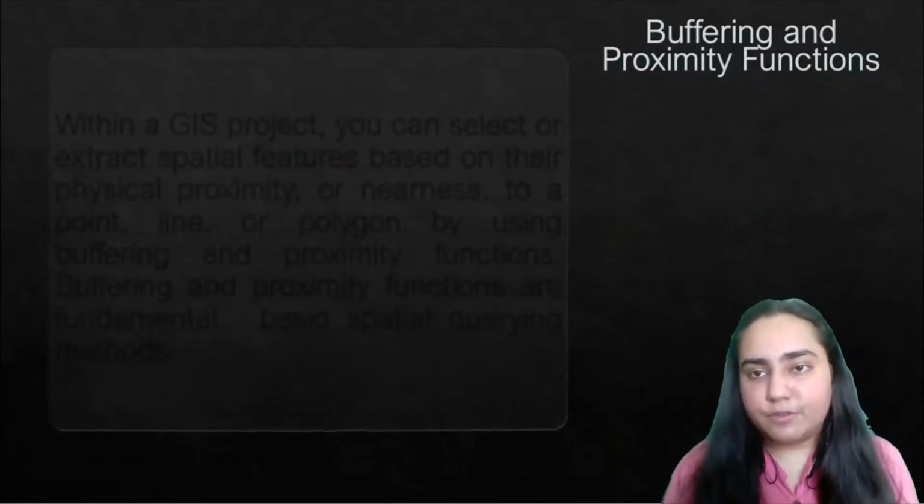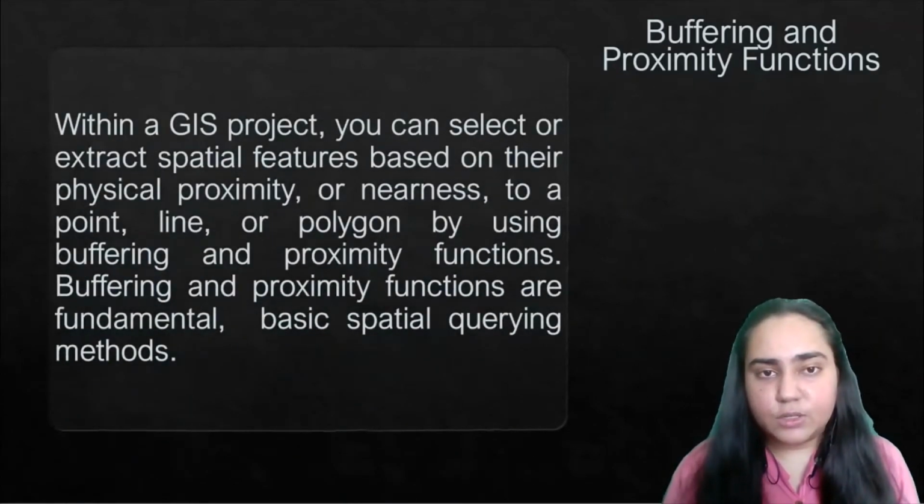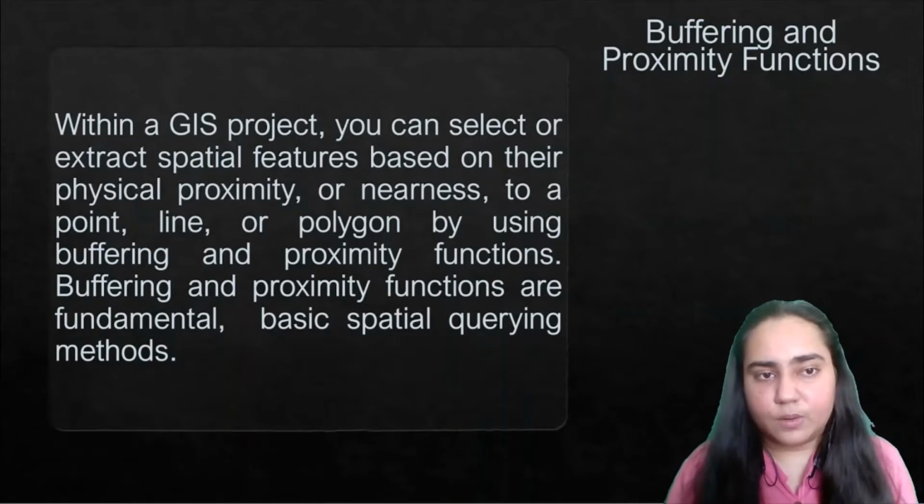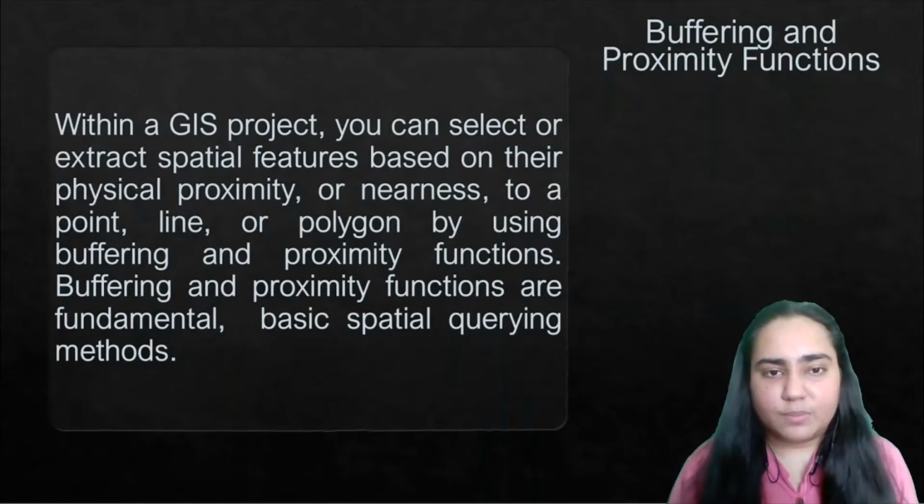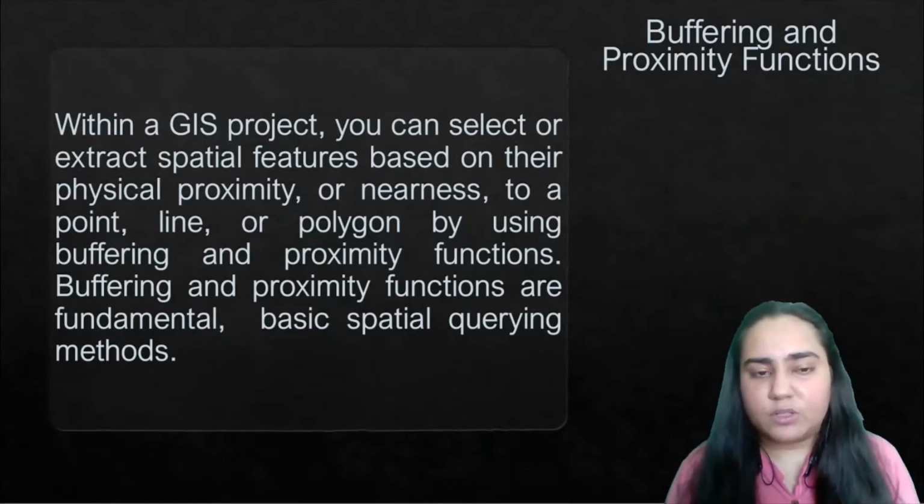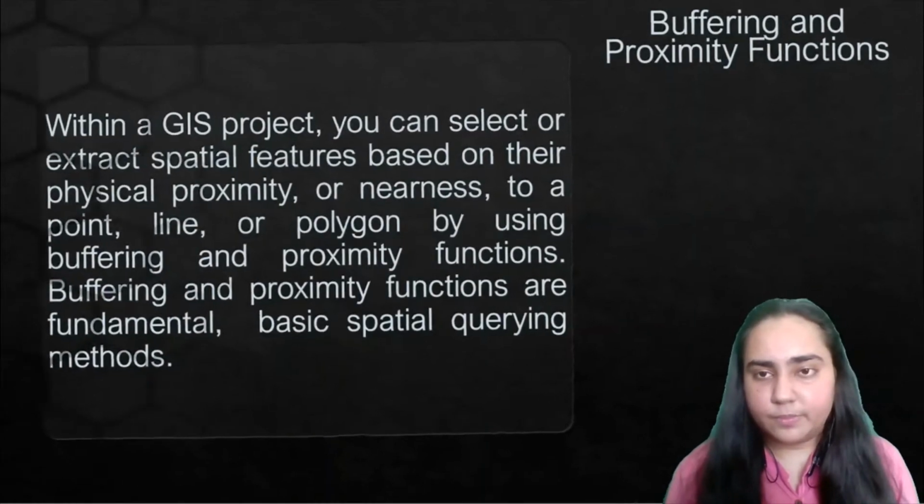Next, we are going to see buffering and proximity functions. Within a GIS project, you can select or extract spatial features based on their physical proximity or nearness to a point, line, or polygon by using buffering and proximity functions. So if you want to find out how close some area is to some other area, then you would be using buffering and proximity functions. Buffering and proximity functions are fundamental basic spatial querying methods.